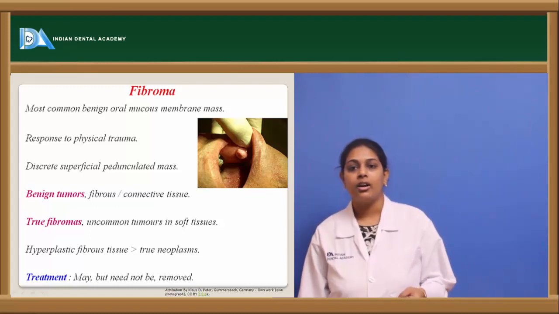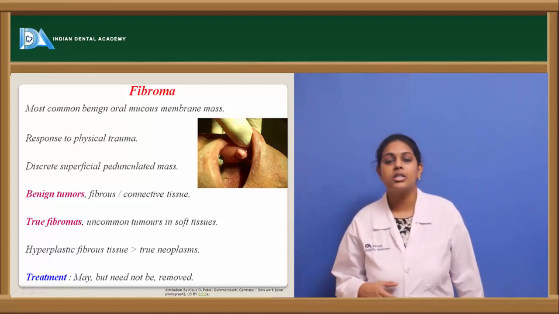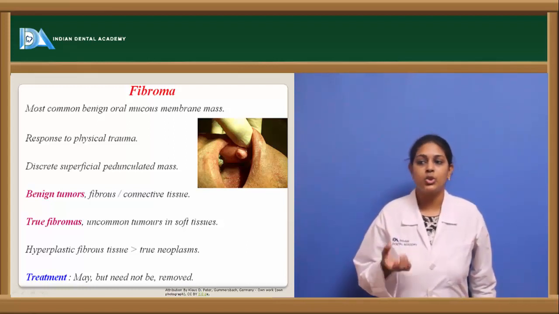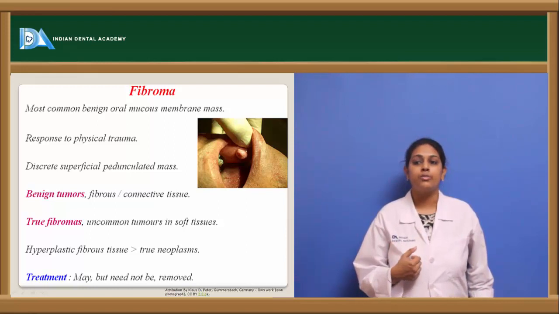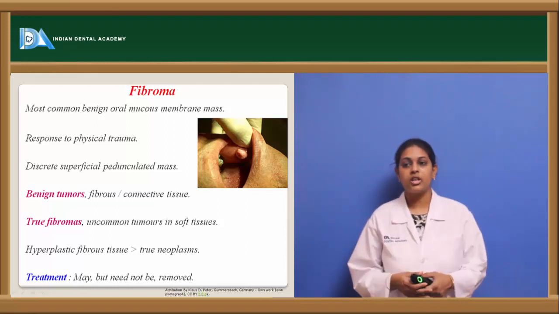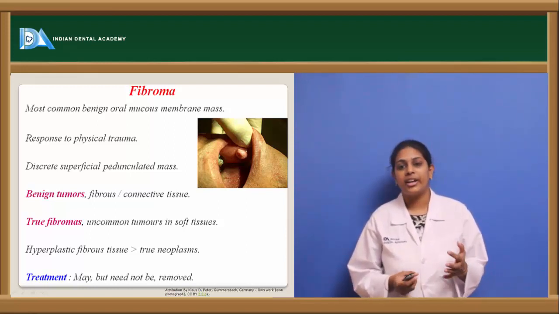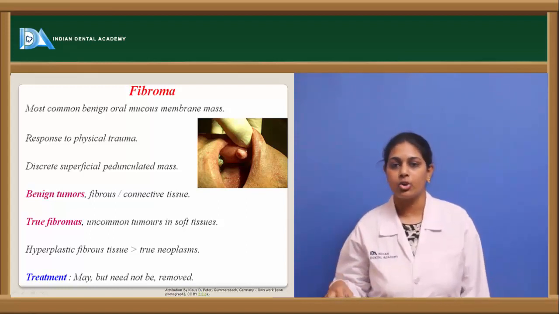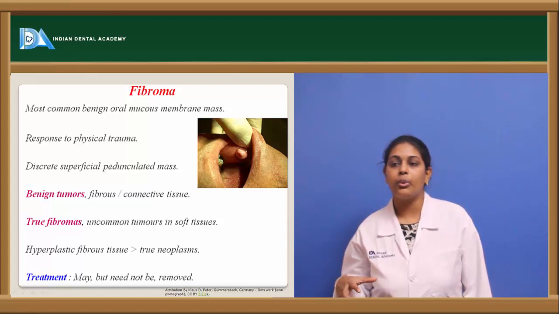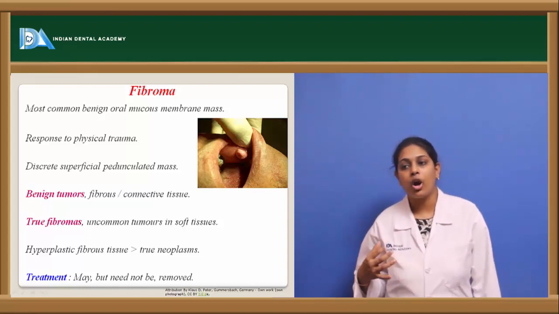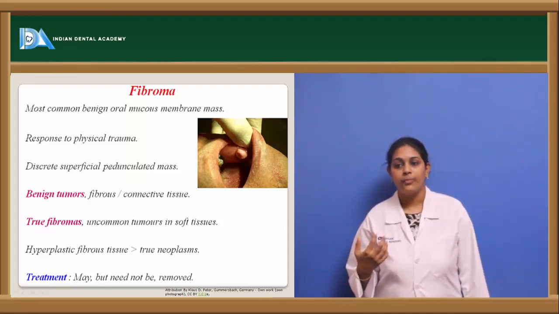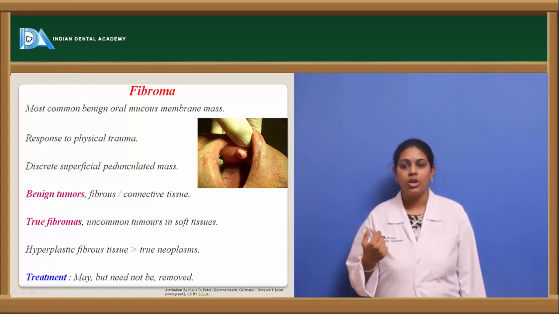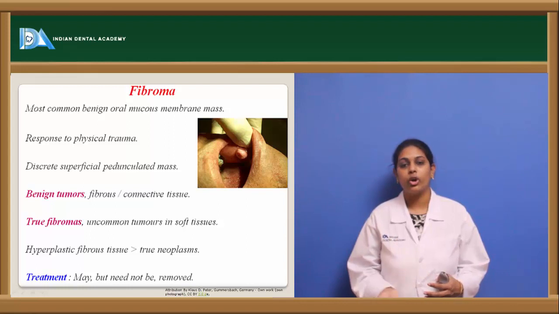Usually we see that it appears as a pedunculated mass which is solitary in appearance, and it is discrete as well as superficial to the oral mucous membrane. It has been classified as a benign tumor when it constitutes only of fibrous tissue or the connective tissue. It is known as true fibroma when it occurs as an uncommon tumor in the soft tissues. So it usually appears as a hyperplastic fibrous tissue when compared to that of the true neoplasm.